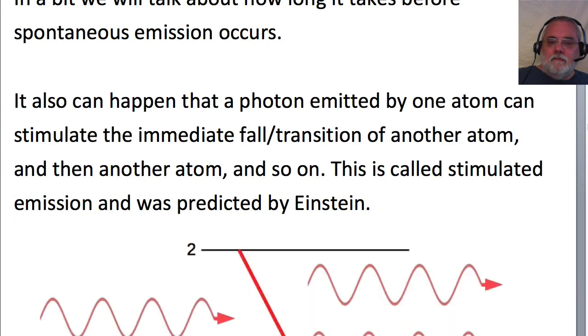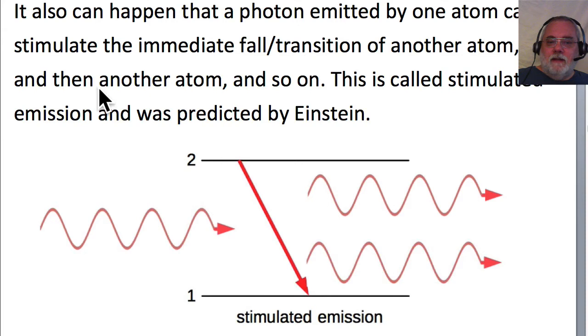But it also can happen that a photon emitted by one atom can stimulate the immediate fall or transition of another atom, and then another atom, and so on. This is called stimulated emission and was predicted by Einstein. So if the electron in one atom is in level 2, and it would eventually spontaneously emit a photon and fall to level 1, if exactly the right energy and frequency of photon came along, then rather than waiting an arbitrary probabilistic amount of time for spontaneous emission, this atom will be stimulated to immediately drop into level 1 and emit its own photon, which will be in phase with the original photon. This is called stimulated emission.